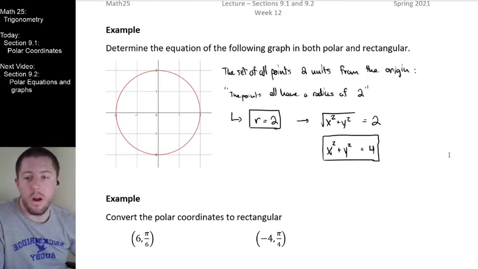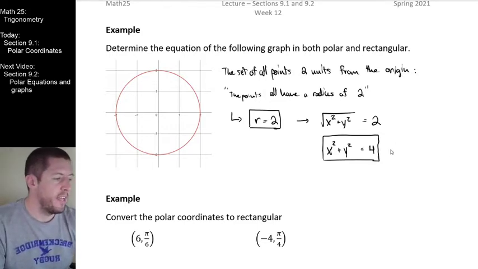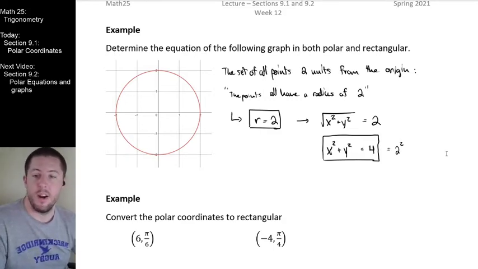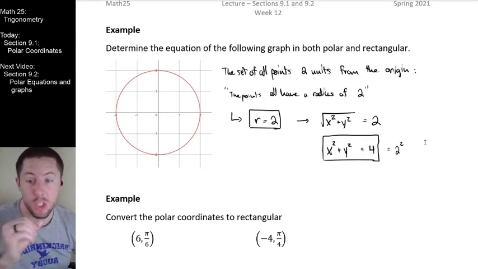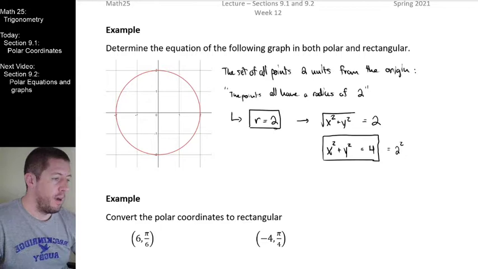x squared plus y squared equals 4. Or maybe we want to write this as x squared plus y squared equals 2 squared. It's generally the case that the general formula for a circle is x squared plus y squared equals whatever the radius of the circle is, squared. So sometimes this helps me remember that this is a radius 2 circle, not a radius 4 circle.